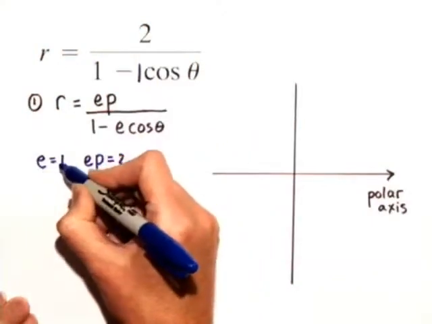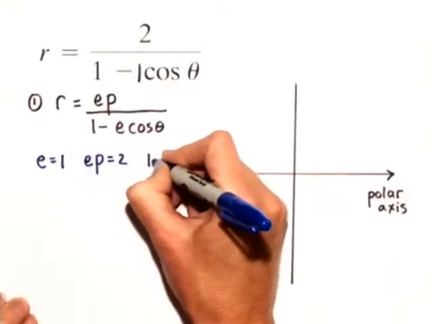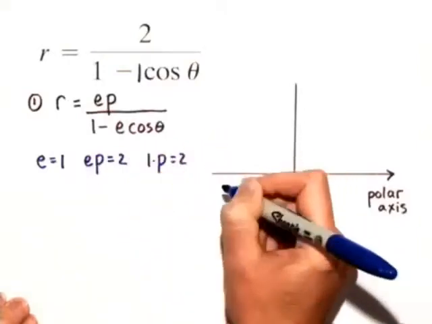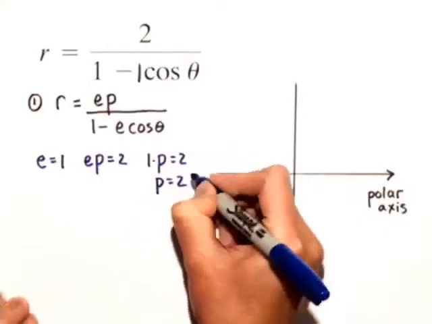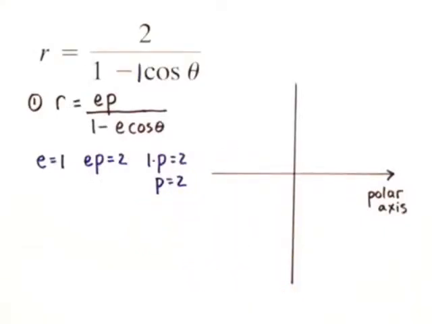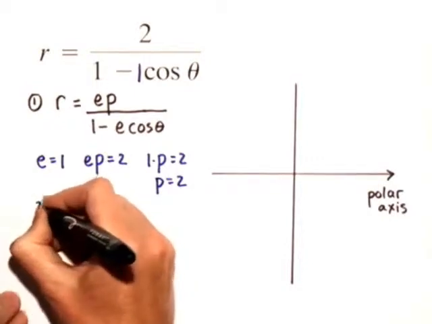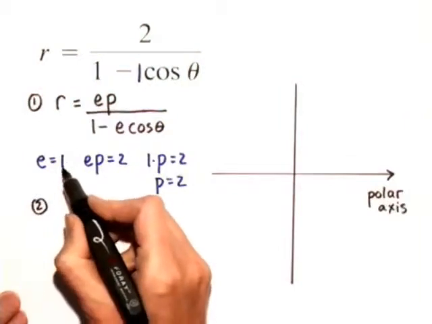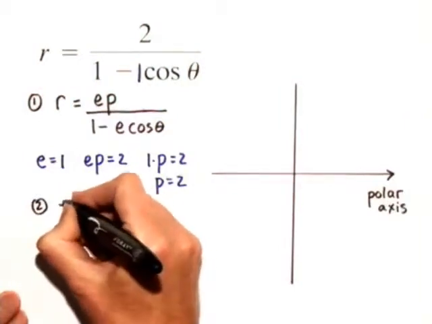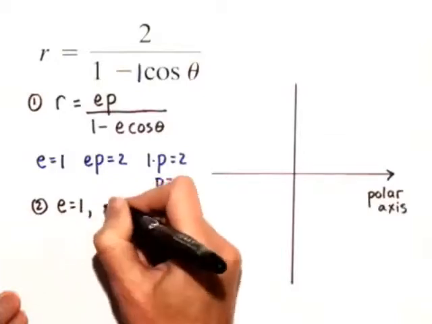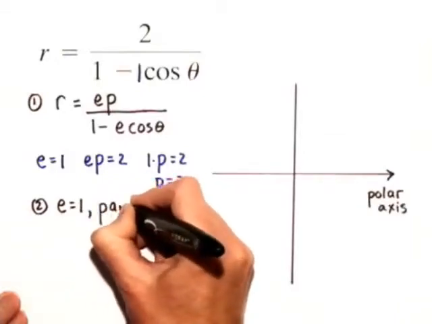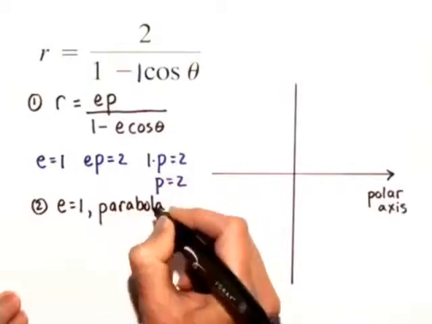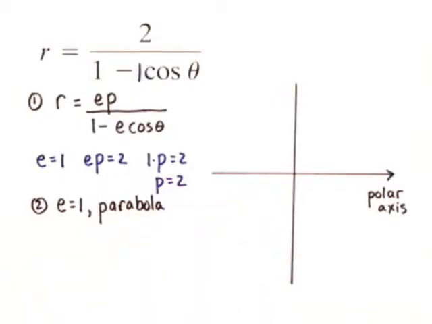So therefore, if we substitute 1 in for e, we'll get 1 times p is equal to 2, or simply that p is equal to 2. So we have e equal to 1 and p equal to 2. In step 2, we can identify the conic section based on e alone. Since e is equal to 1, that automatically means that our conic section is a parabola. Remember, if e is less than 1, we have an ellipse, and if e is greater than 1, we have a hyperbola. But in this case, we have a parabola.